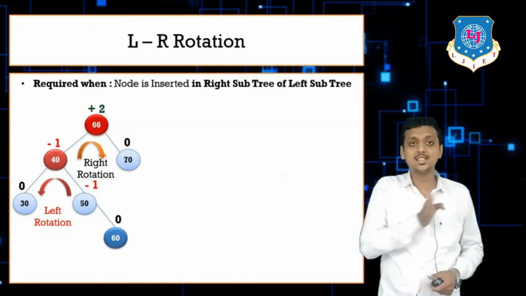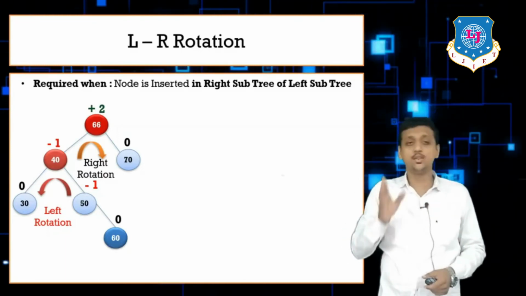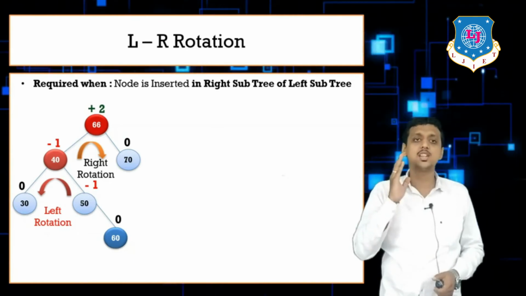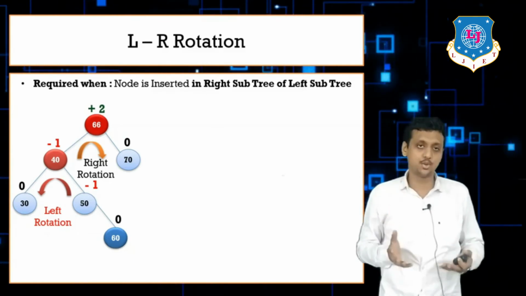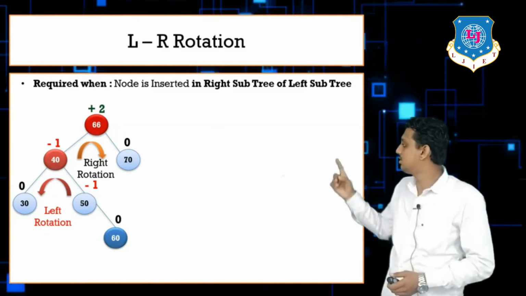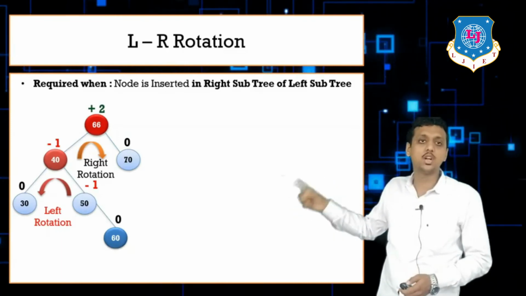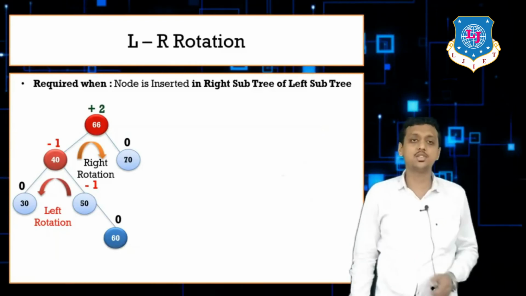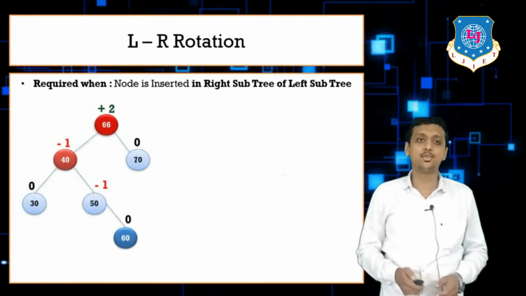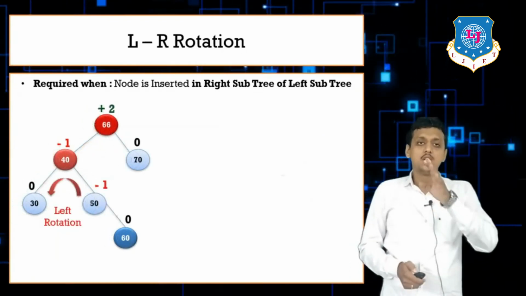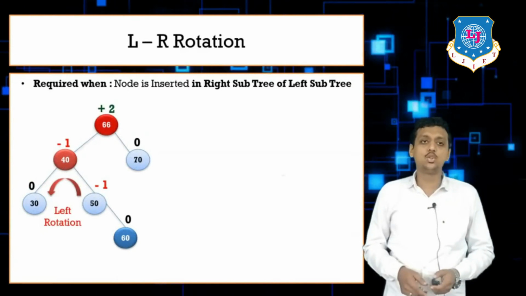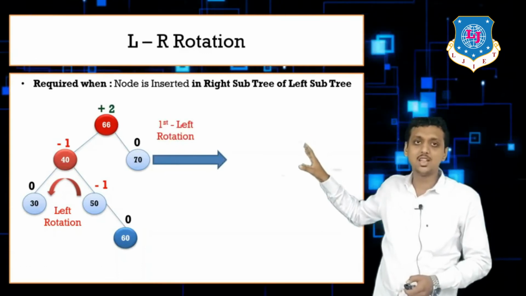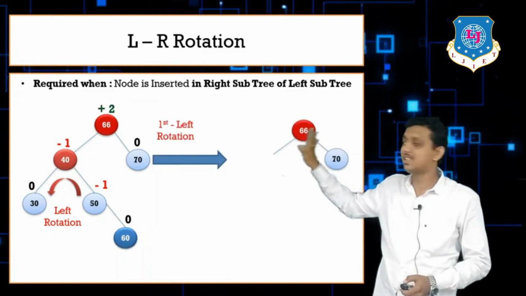Again, LR stands for left rotation followed by right rotation, where you need to give first left rotation and then right rotation. Fine. So you just need to apply left rotation on node 40 and then right rotation on 66. So let's start with the first rotation, that is left rotation. Just apply left rotation on node 40, students. So 66 and 70 remain as they are.